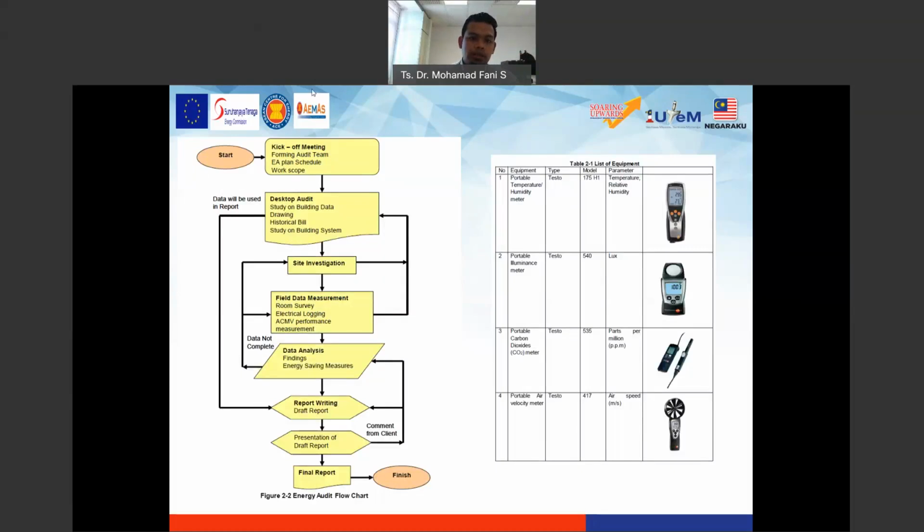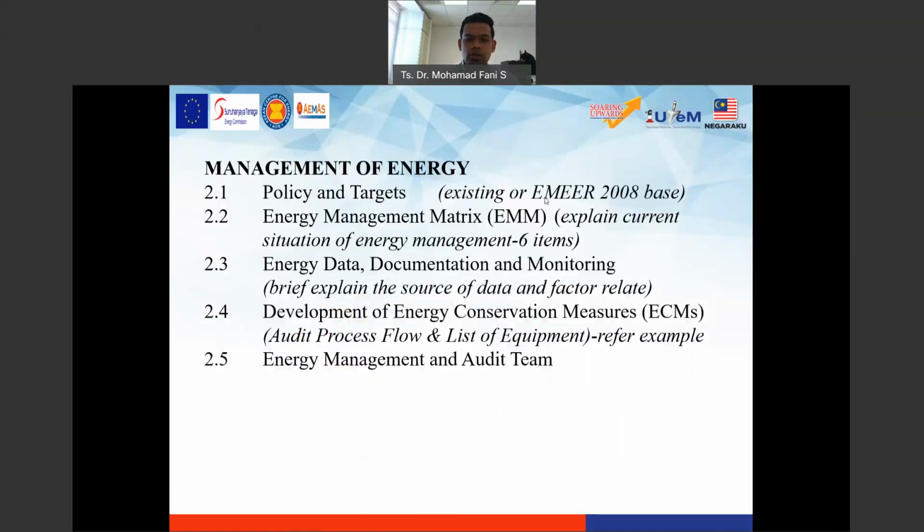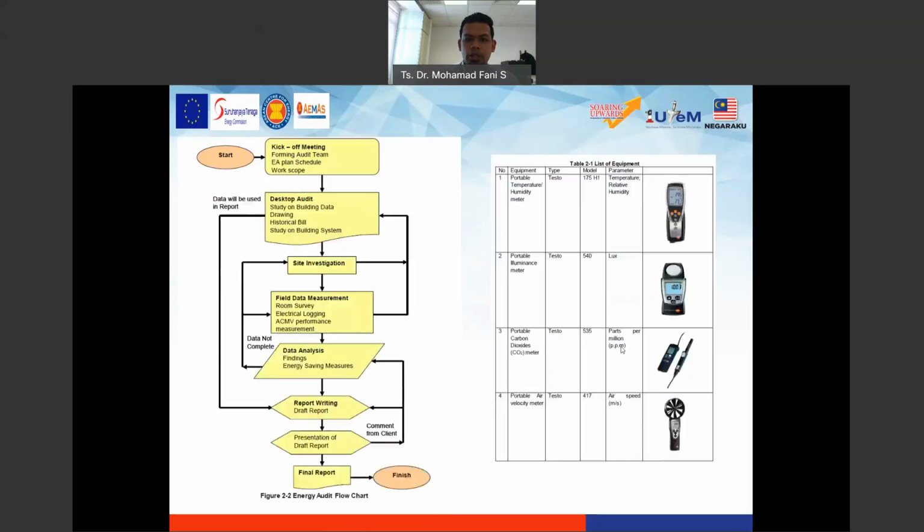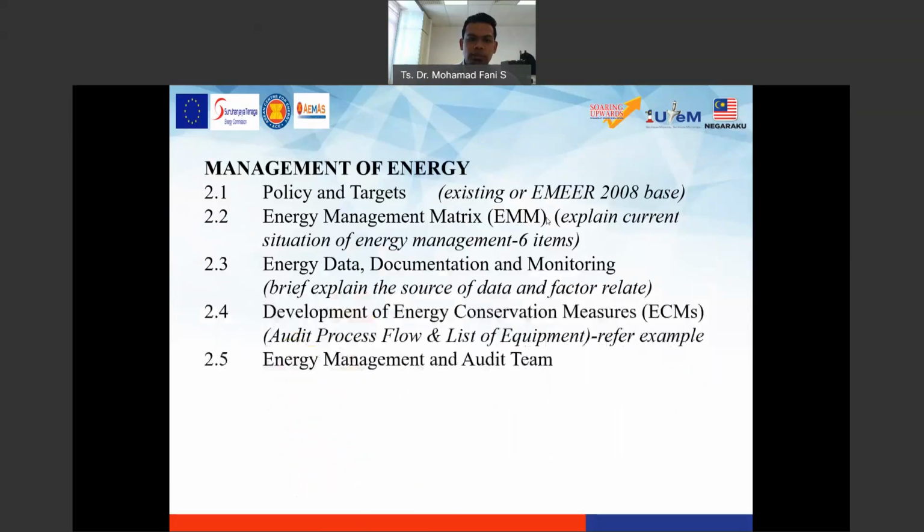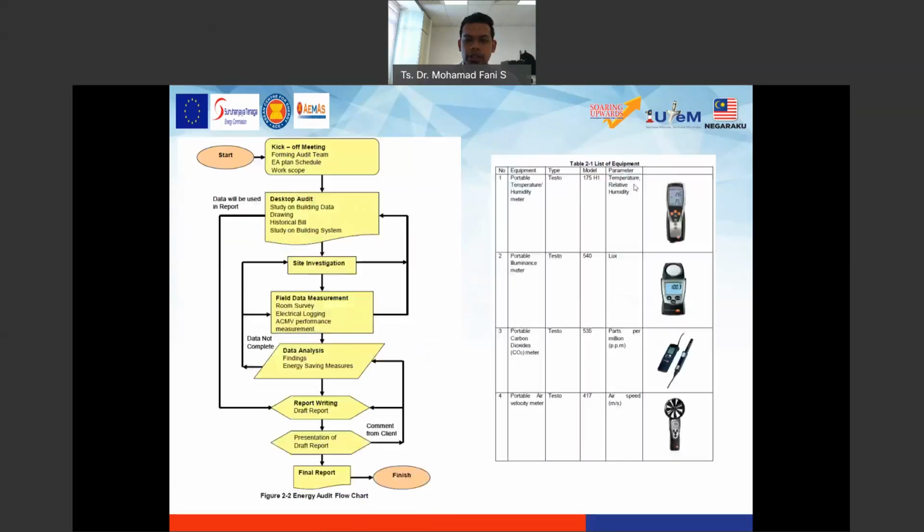Okay, this one is the example for the flow of the energy audit. We start with the kickoff. Okay, this is very simple, the simple one. Okay, the flow until the final report. Okay, start to finish. And here also, put the list of equipment under the management of energy. So also put here the list of equipment. For example, here portable type, model, parameter for temperature, etc. So put your equipment for the energy audit. List down all the equipment that have been used or you will use for the energy audit.